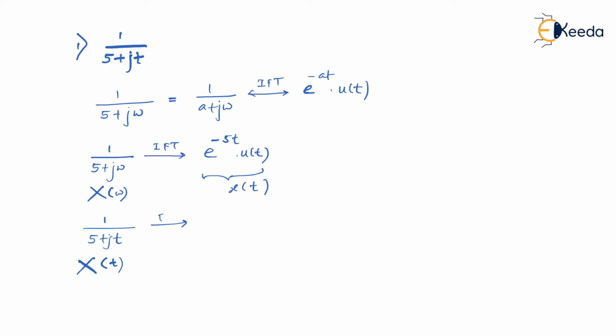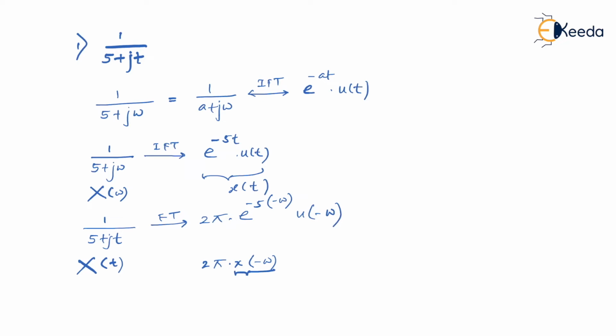Then its Fourier transform, by using the duality theorem, is simply 2 pi x of minus omega. So I'll write it over here, 2 pi. Now what is x of minus omega? X of minus omega is x of t, where t is replaced with minus omega. As you can see, x of t was e to the power minus 5t u of t. Replacing t with minus omega, I would get e to the power minus 5 in bracket minus omega u of minus omega.